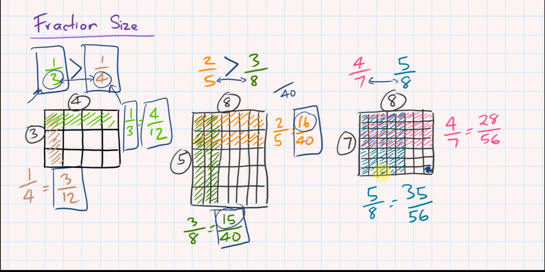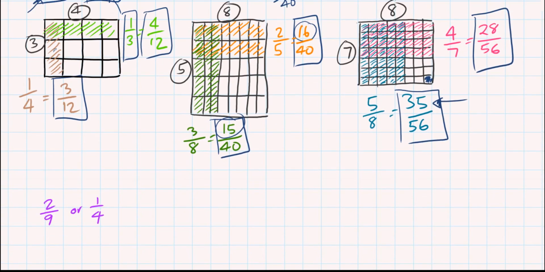we count up these smaller squares, which are 56ths, I end up with 35 56ths, and then 4/7, so the 7ths are going across in rows. If I shade in 4 of those, 4/7 gives me 28 56ths. So when I compare those two fractions, I can definitely see here by looking at the numerator, as long as the denominator is the same, that 5/8 is larger than 4/7.